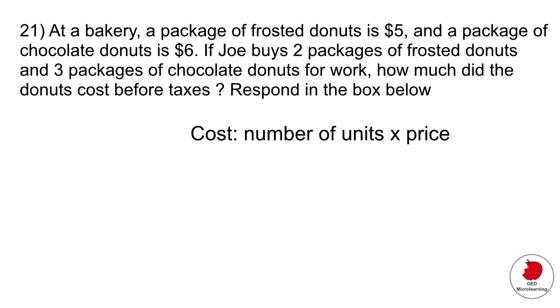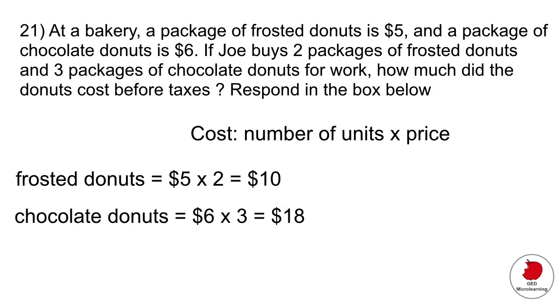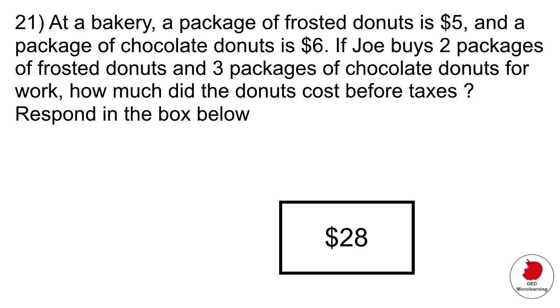So remember that cost is the number of units multiplied by the price. So you would do this for your frosted donuts, right? $10 in total. And for the chocolate donuts, it would be the price multiplied by 3 packages. Okay, so 18. So that gives you a total of 28.